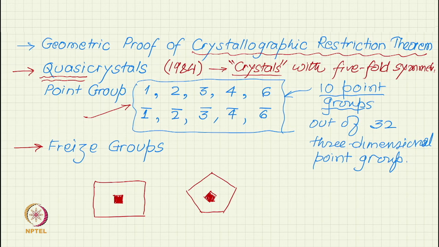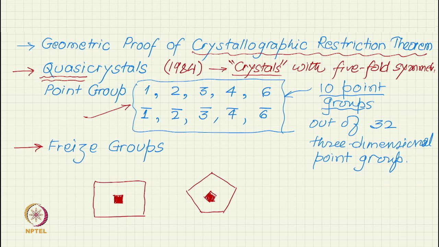So, the frieze group is objects which have one dimensional translational symmetry. We will see that crystals have 3-dimensional translational symmetry. We are looking at 2-dimensional tilings also, which have 2-dimensional translational symmetry, and we can limit to 1 dimension, then you get a frieze group.